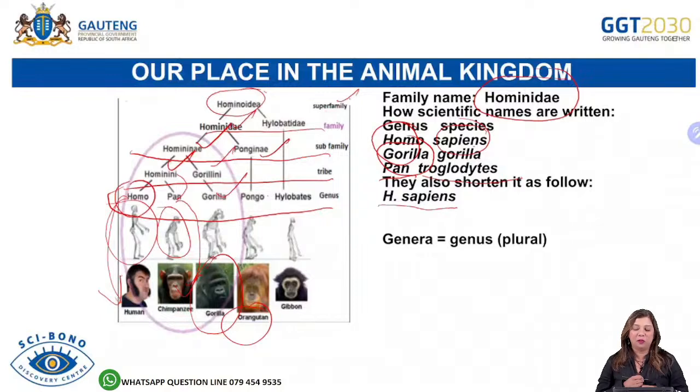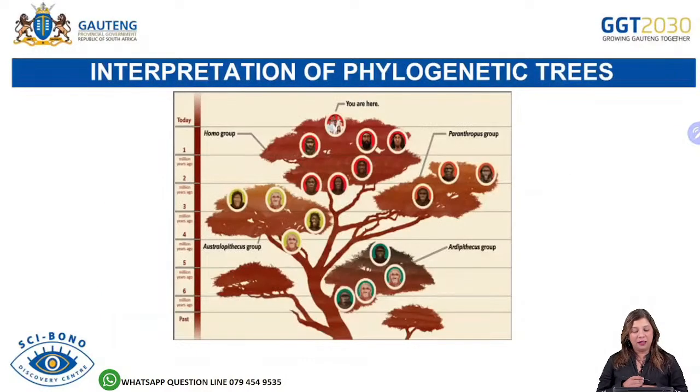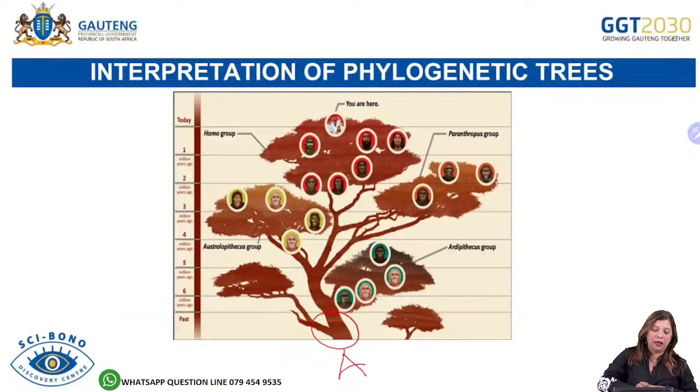Okay, so we're going to go through this very quickly, and the interpretation of phylogenetic trees. So phylogenetic trees is basically where you have the branch, the trunk of the tree, where the trunk of the tree is where you would find the ancestors. So this is like a family tree, but we don't call it a family tree because it's different. So here we have the past, and here we have today.